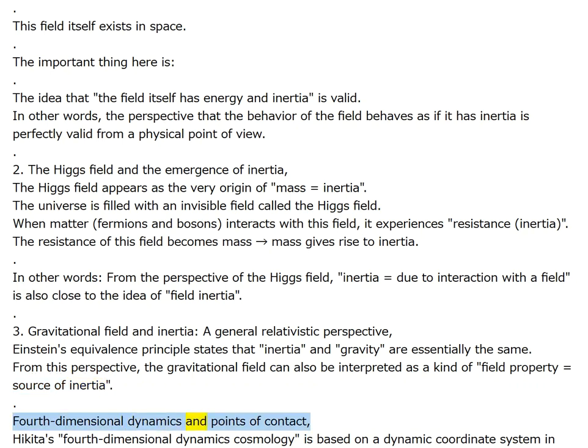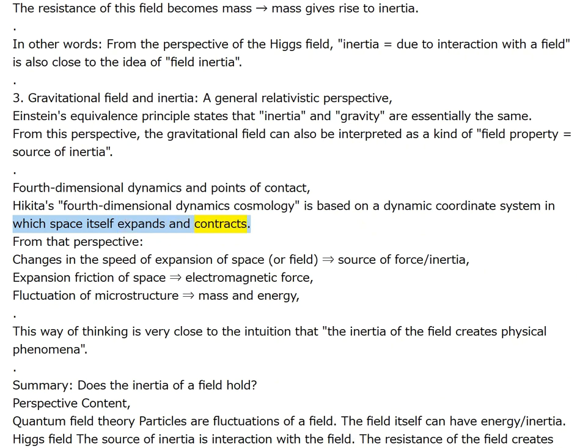4. Fourth-dimensional dynamics and points of contact. Hikima's fourth-dimensional dynamics cosmology is based on a dynamic coordinate system in which space itself expands and contracts. From that perspective, changes in the speed of expansion of space, or field, are a source of force and inertia: expansion friction of space, electromagnetic force, fluctuation of microstructure, mass and energy. This way of thinking is very close to the intuition that the inertia of the field creates physical phenomena.